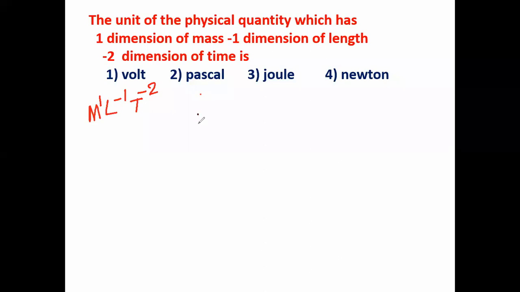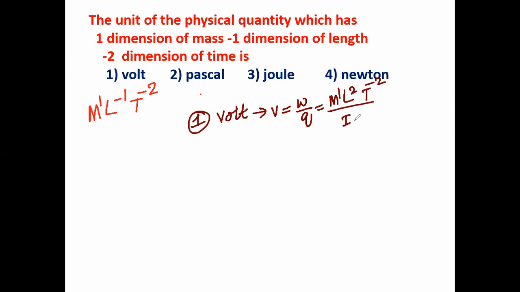First one, volt. Volt is called potential. Potential is equal to work done divided by charge. Work done is M^1 L^2 T^-2, divided by charge Q, which is equal to I into T. This comes to M^1 L^2 T^-3 I^-1. This is volt. So this is wrong. This is not correct.